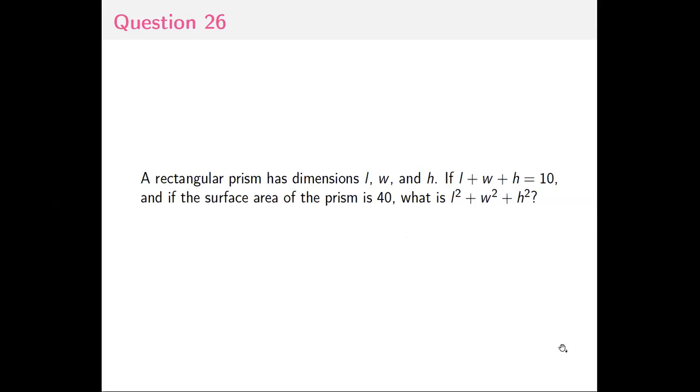Okay. Next question. Catherine, if Catherine gets this correct, she will be the winner. Next question. A rectangular prism has dimensions lengths, widths, and height. If L plus W plus H equals 10, and if the surface area of the prism is Catherine. That is not correct. Richard. That is also not correct. The correct answer is 60. So Catherine is 2, Richard 1 still.